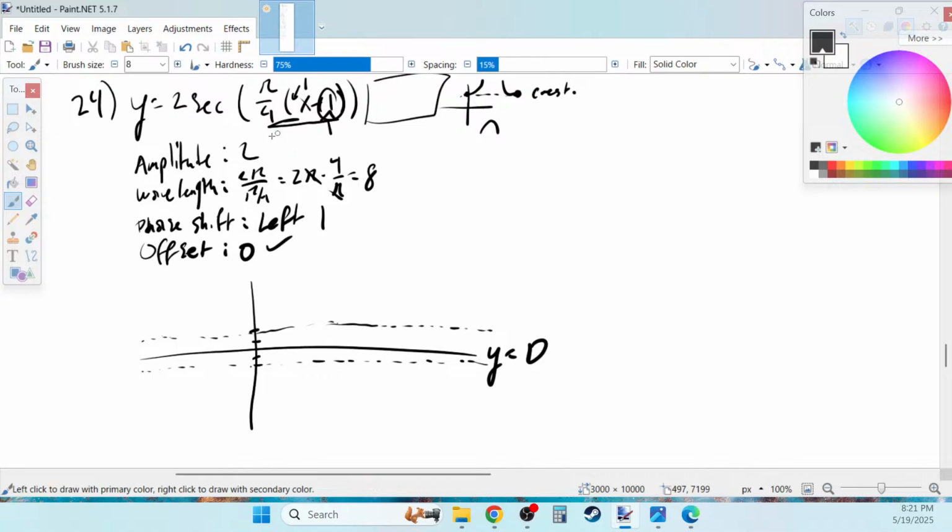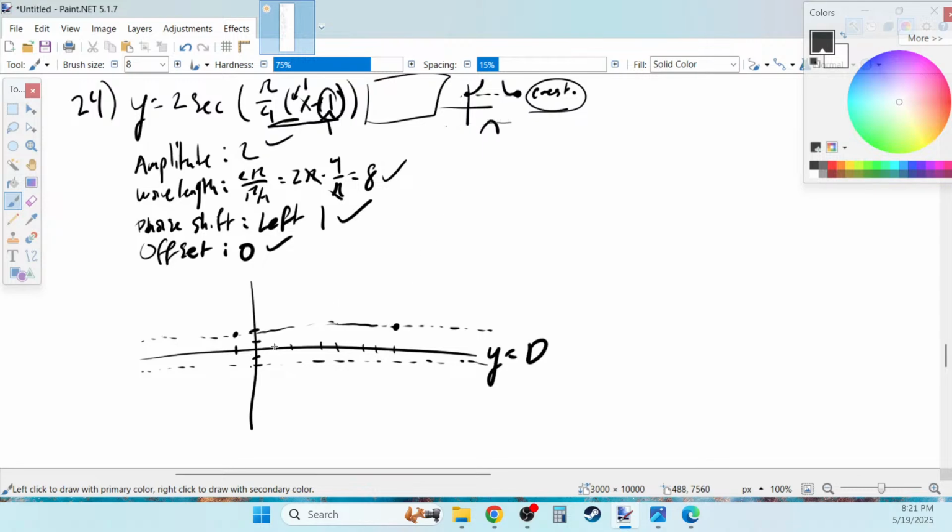We've taken care of our offset and our amplitude. Now we look at the phase shift. We're going to go left 1. It's good. And then we're going to take care of our wavelength. So we go 1, 2, 3, 4, 5, 6, 7, 8. We'll be fine. We're going to start on this crest line. We're going to end on the crest line. And halfway between these two, we're going to have our trough.